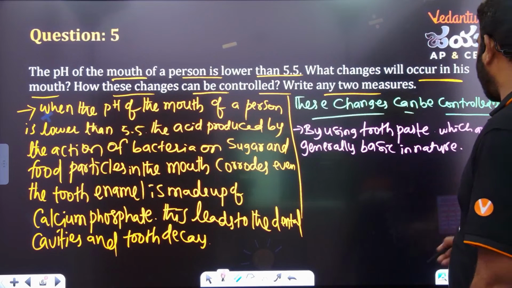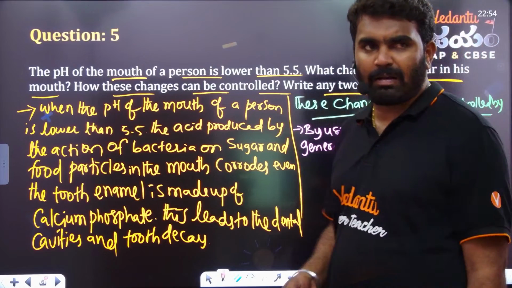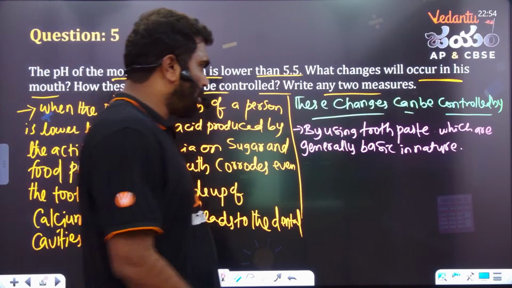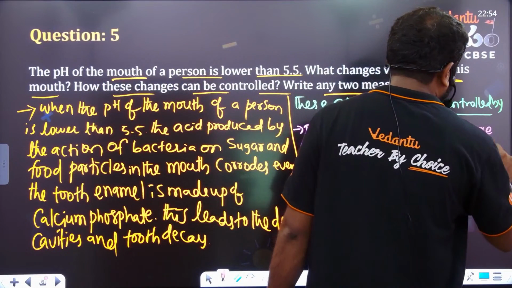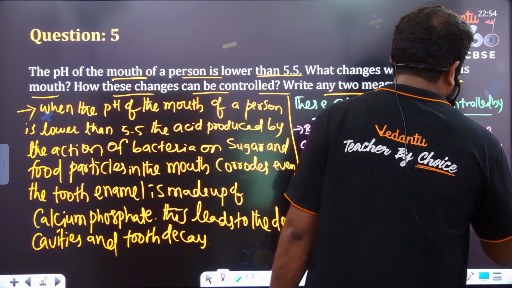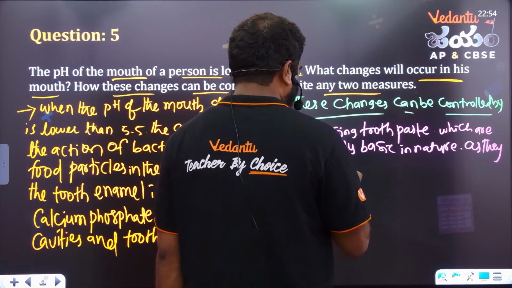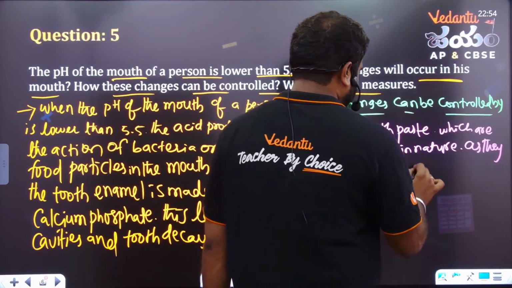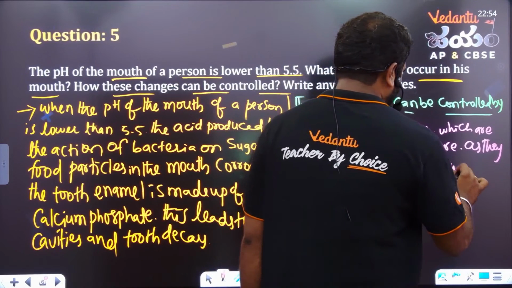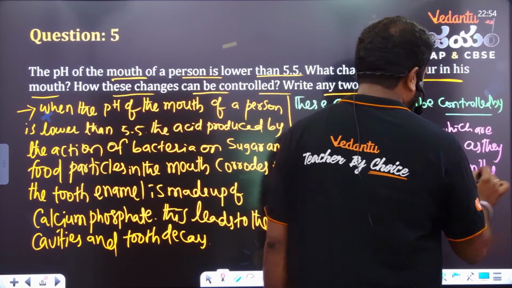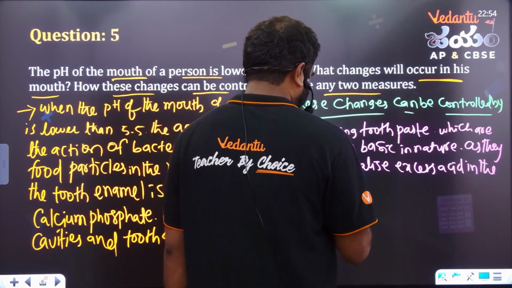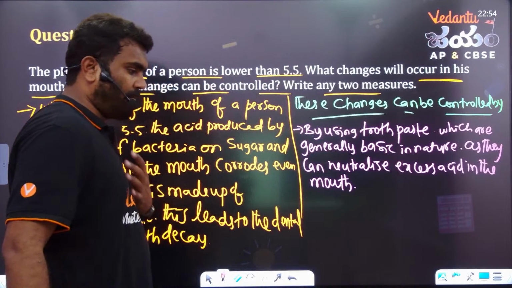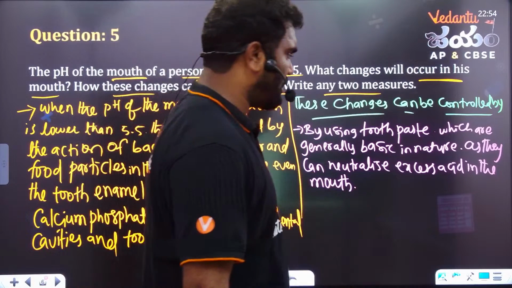Generally, they are basic in nature, so what will happen? They can neutralize excess acid in the mouth. When excess acid is released, they can neutralize the excess acid in the mouth. Because of this, tooth decay stops.